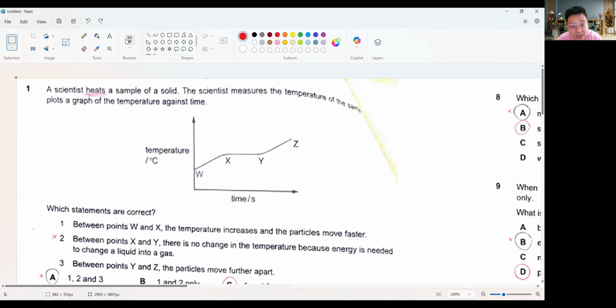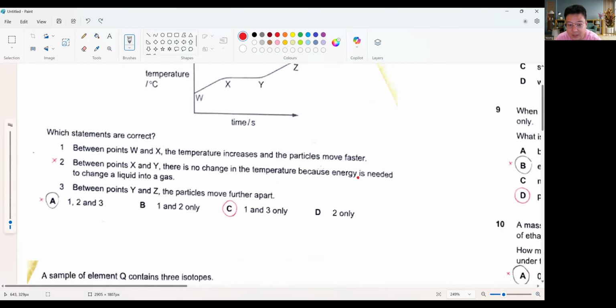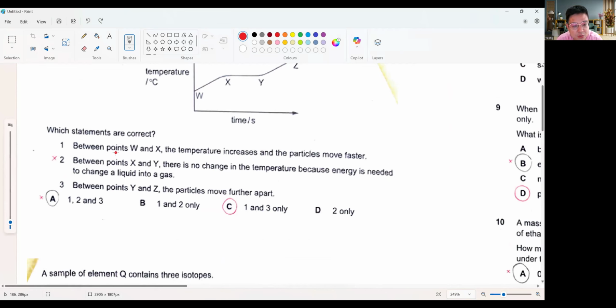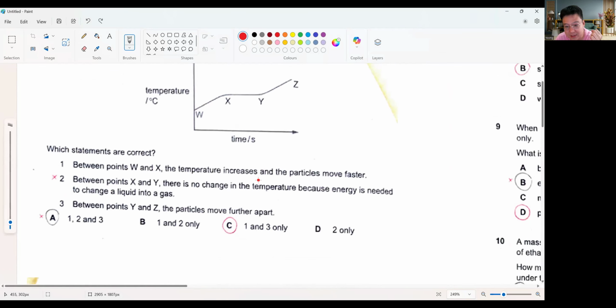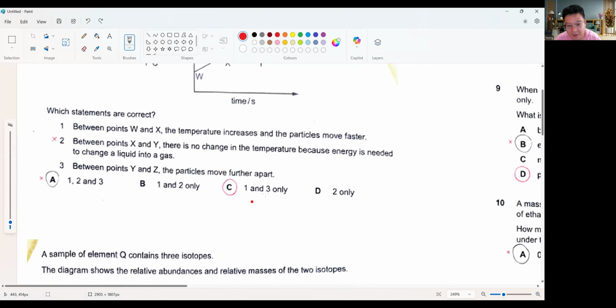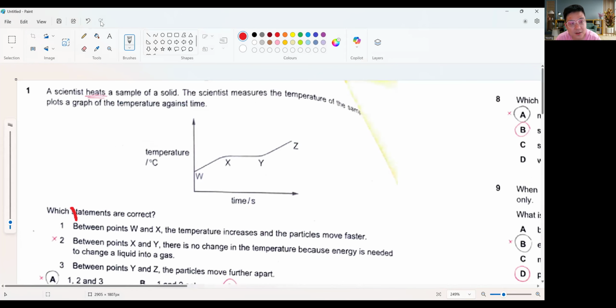So coming back here, we can see that it works the same. It's just that it's not so sharp. Like just now, the edges were more pointy, but it doesn't really matter because the graph is showing the same thing. So now let's read the question. Which statements are correct? Between point W and X, the temperature increases and the particles move faster. So maybe what we can do is put it back here.